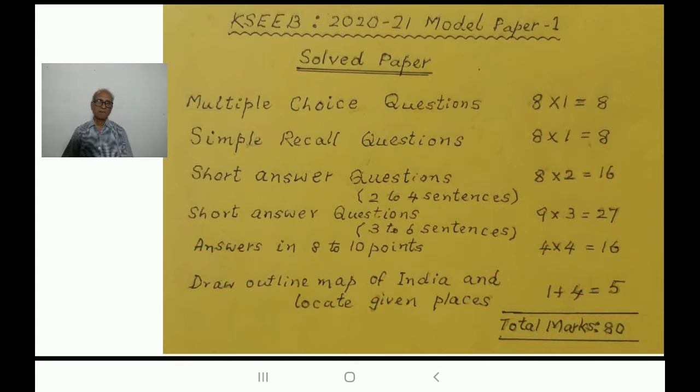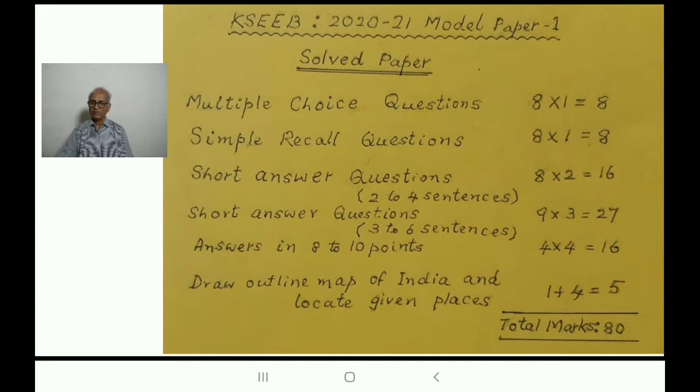Then come the questions wherein the answers are written in 8 to 10 points. 4 such questions will be there of 4 marks each, altogether 16 marks. Then at the end there will be an outline map of India which you have to draw and locate the given 4 places. 1 mark for drawing the outline map and 4 marks for locating the 4 places, altogether 5 marks. So total marks are 80.